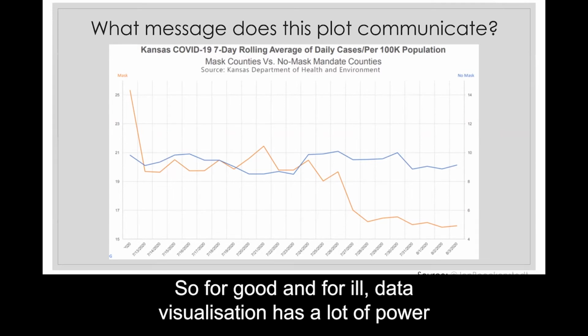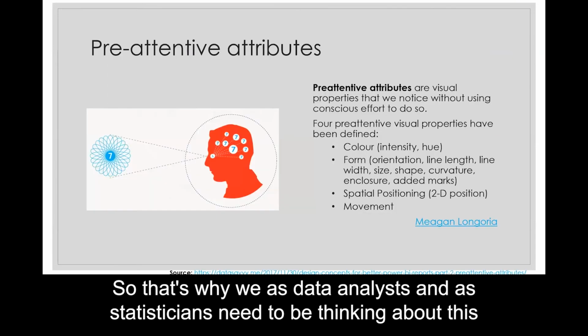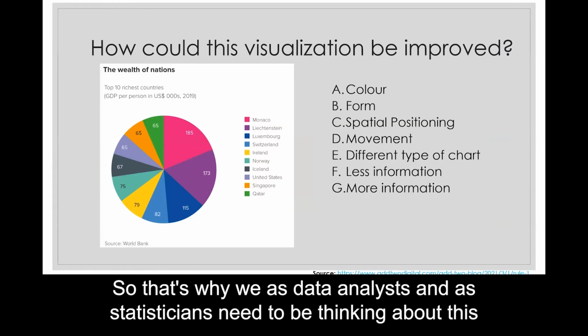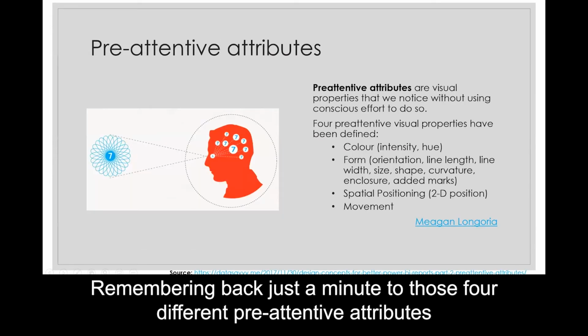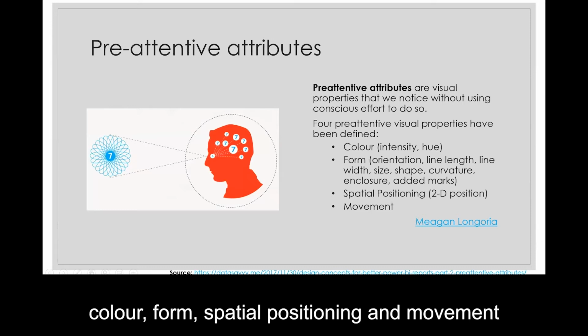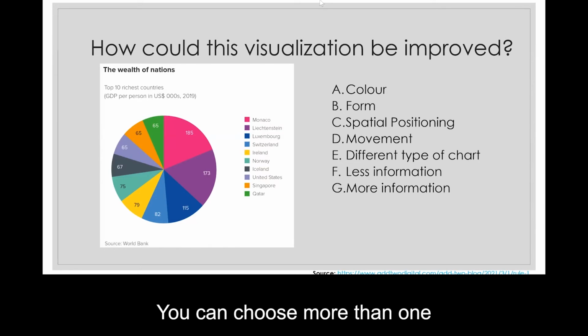So for good and for ill, data visualization has a lot of power. That's why we as data analysts and as statisticians need to be thinking about this. Remembering just back a minute there to those four different pre-attentive attributes: color, form, spatial positioning, and movement, I'm going to ask you for your view on what could potentially make that plot better. You can choose more than one.